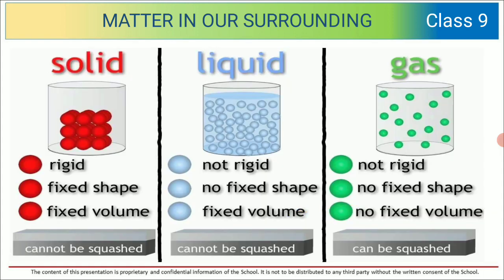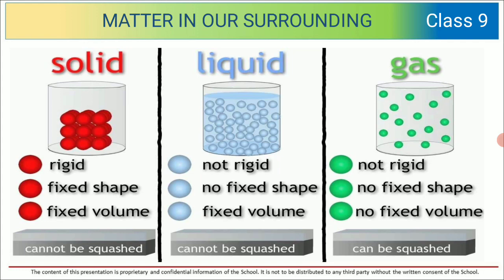So through these pictures also you can make out in three main points that solids are rigid, they have fixed shape, and they have fixed volume. In case of liquids, they are not rigid. That means they don't have their own shape. They take the shape of the container. No fixed shape, and they have fixed volume.